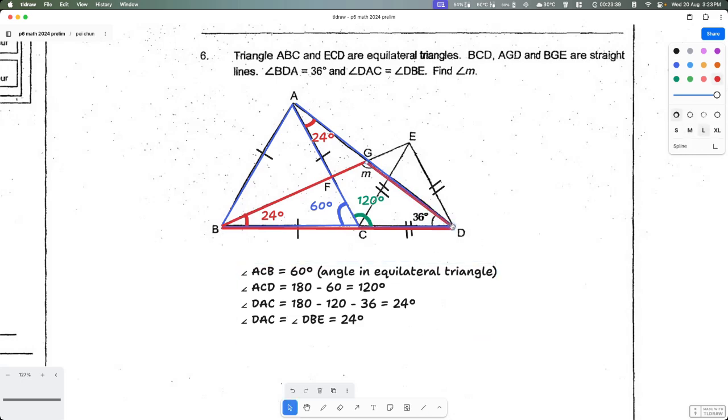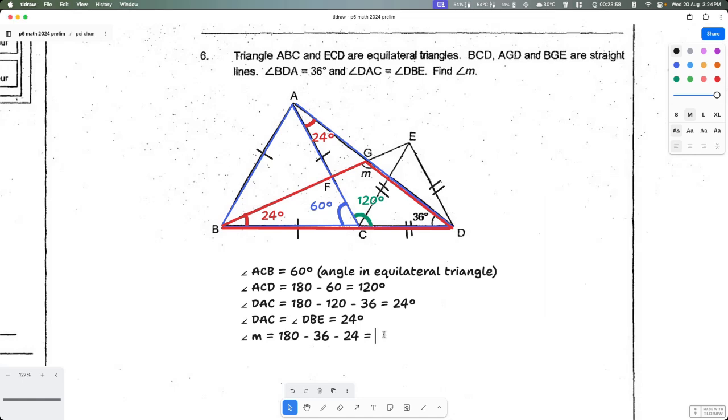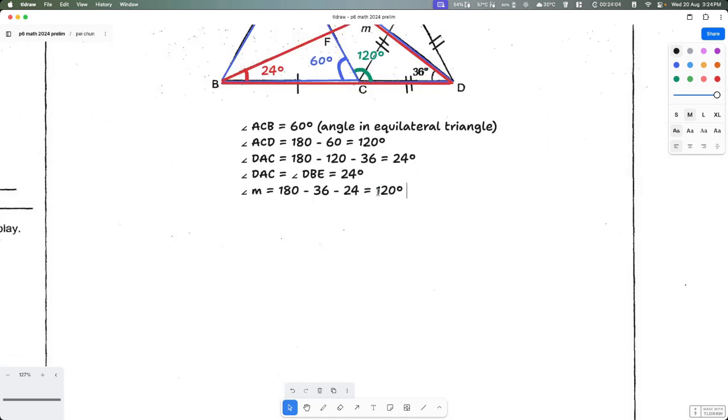Okay, so with that said, we can get angle M, which is equal to 180 minus 36 minus 24. Let's calculate this. 180 minus 36 minus 24 should be 120. This will be 120 degrees. There you go, so that's the answer: 120 degrees.